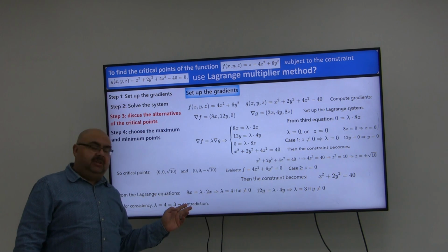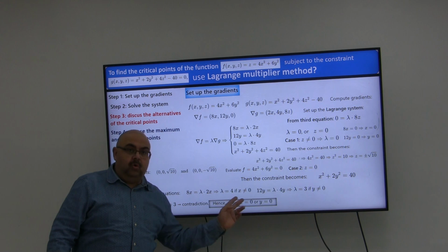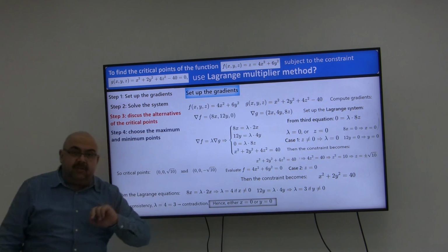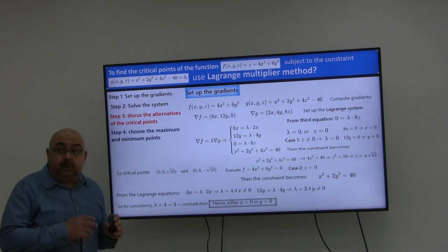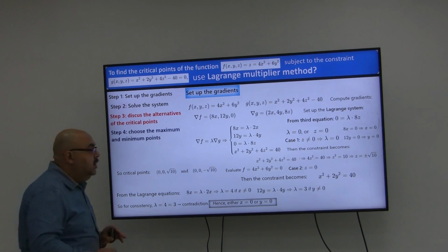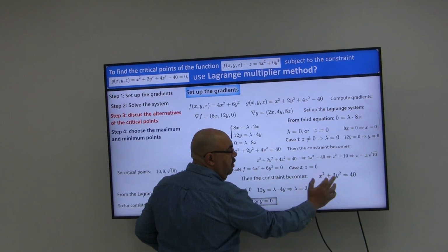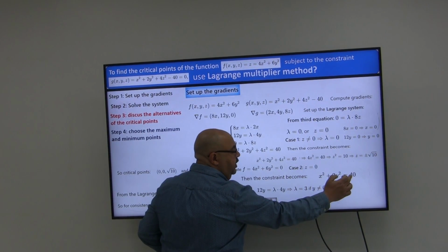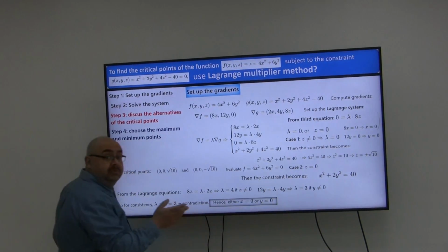So I will reject this case. I will go with either x equal to 0 or y equal to 0, either of these two cases. So I will start with x equal to 0. If you substitute in this equation, which is really very important, these steps are important. If I substitute in this condition x equal to 0, then you will have y squared equal to 20, which means y is equal to positive or negative the root of 20.